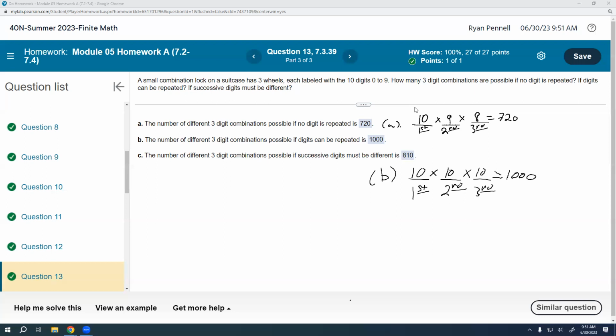Okay. Now, what about part C? The successive digits must be different. The number of the 3-digit combinations possible if successive digits are different. So for the first one, I have 10 choices. Okay, but I've used one up, so I have 9. The third one, well, I've used 2, but now I could go back to the first, so I have another 9 choices. 9 times 9 is 81, times 10 would be 810.